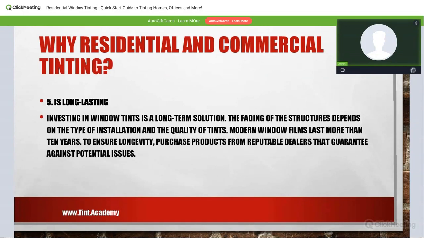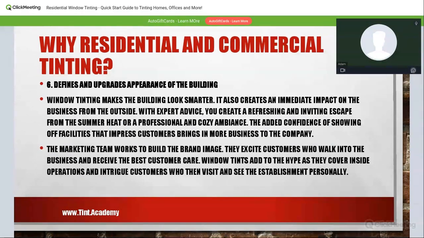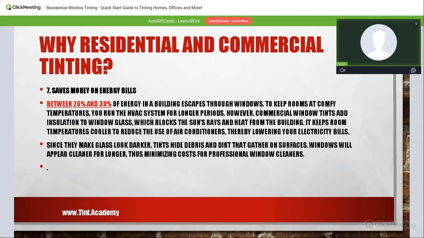Next, it's long lasting. This tint is going to last 10 to 15 years, so it's going to be a good look for that 10 to 15 year mark. It defines and upgrades the appearance of the building. I personally think it makes the house look a lot more modern. It gives it a modern, sleek look that increases the value of the home.